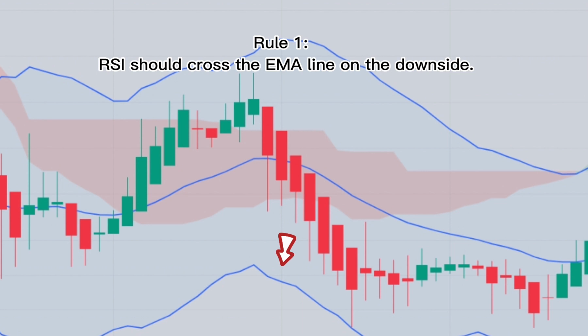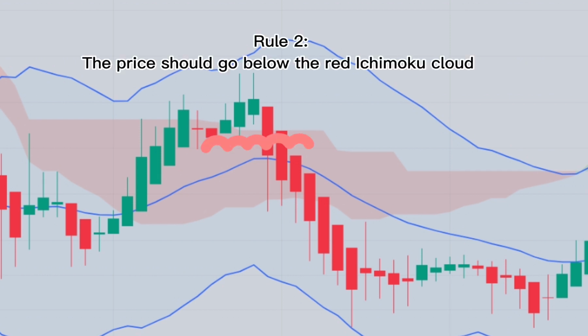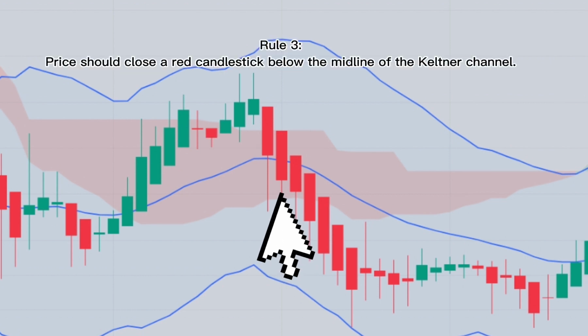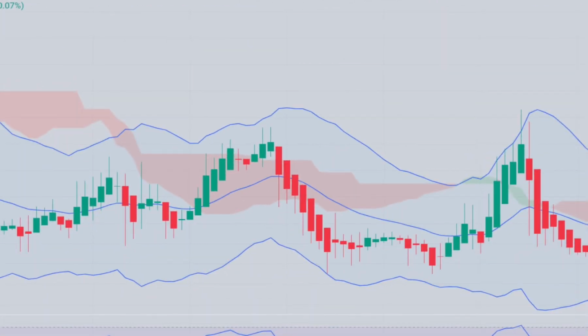Rule 1. RSI should cross the EMA line on the downside. Rule 2. The price should be below the red Ichimoku cloud. Rule 3. Price should close a red candlestick below the midline of the Keltner channel. Rule 4. We enter the trade at the close of this candle.